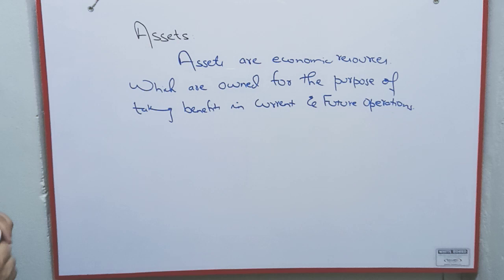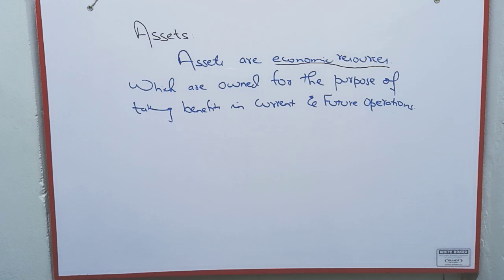Economic resource means when we have to take benefit, we have to pay something. There are two types of resources. Number one is called free resources. Number second is called economic resources. So when we say economic resources, we have to pay something to take benefit. That's it. Assets are the economic resources because we have to pay something for taking benefit.